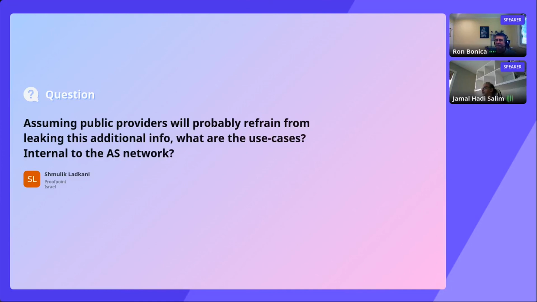Okay, so I think the second part of the question is, what is the use case? Oh, the use case is internal to the AS, between the NOC and the network element that the NOC controls. So it's your own network where a lot of people would probably use this. Yeah, that's what we were thinking. Okay. Is that okay? I think Shmolik gives it a thumbs up.